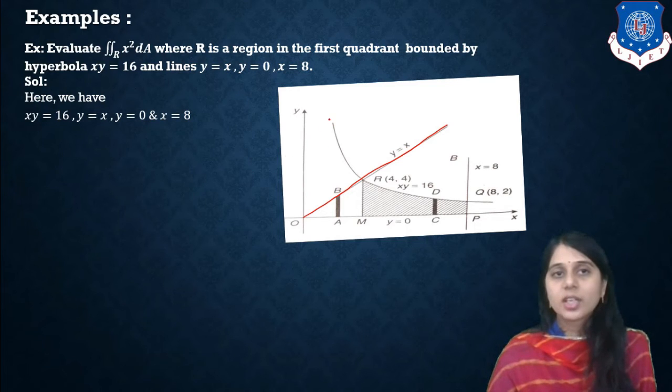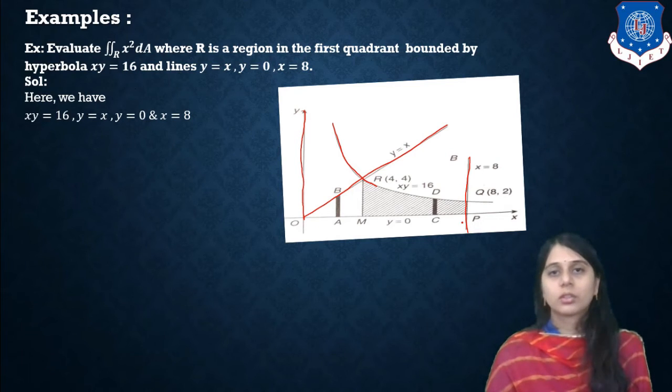Now one curve is xy equal to 16. It is xy equal to 16. One is y equal to 0, so it is your y equal to 0. What is x equal to 8? It is x equal to 8.